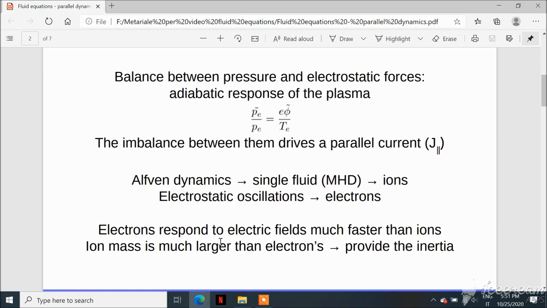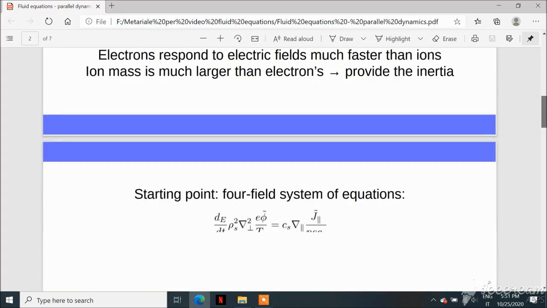In fact, electrons respond to electric fields much faster than the ions because they have much smaller mass. However, ions have much larger mass than the electrons, and so they provide the inertia. So sometimes the dynamics is driven by the electrons, but the inertia, which is necessary whenever we have some oscillation, is provided by the ions. So both species of the plasma contribute to the oscillations.